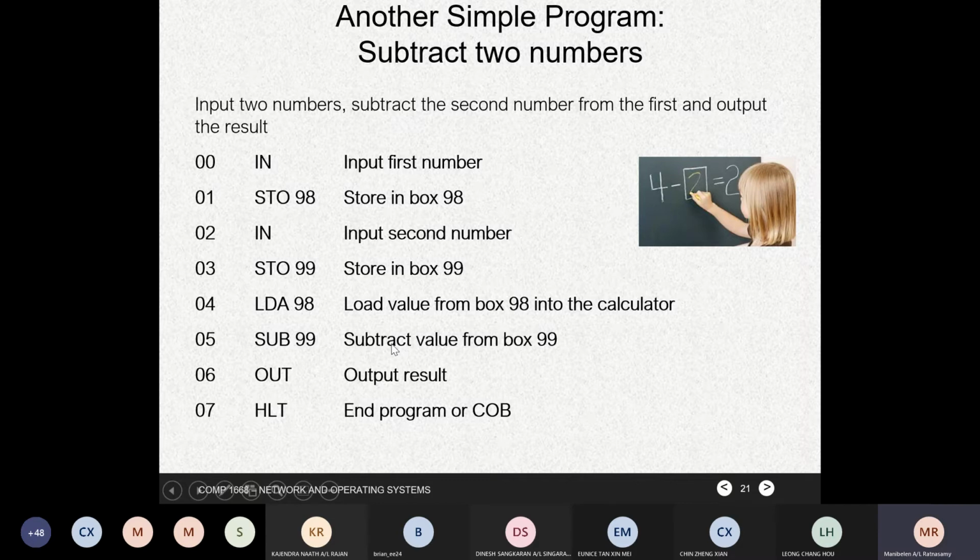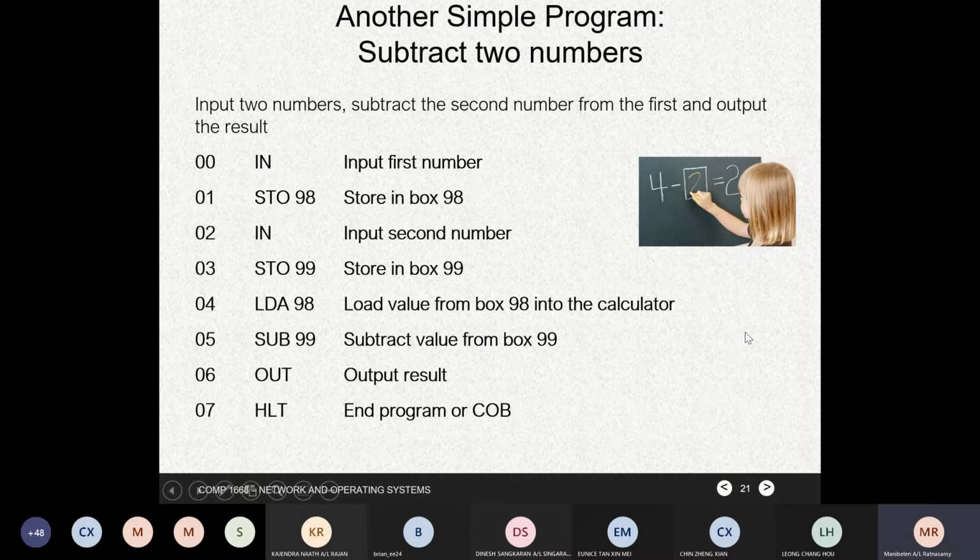Example, let's say you stop 4 here. Input first number is 4. Then the second number is 2. So what you do here, you subtract 2 from the 4. Subtract value from 99. Subtract 2 from the 4, you get 2. So you display 2. That's how it works. Load value from 98 into the calculator. So the calculator will have 4 now. So subtract 2 from the 4, you get 2. You store the value here and then you display. So that's how subtract works.